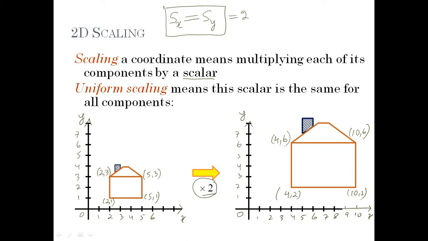That means we are multiplying each of these components by 2, which is the same scalar. Alright, so this is a uniform scaling. We should remember that in uniform scaling, if we have a scalar s of x and s of y, this s of x and s of y should always be equal.